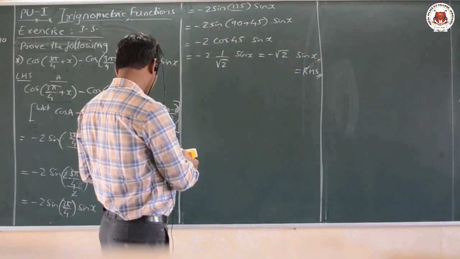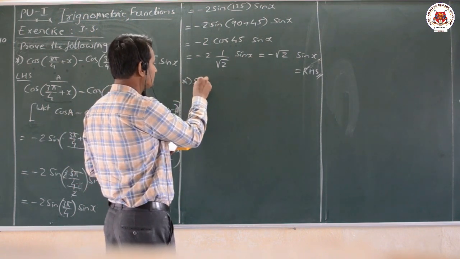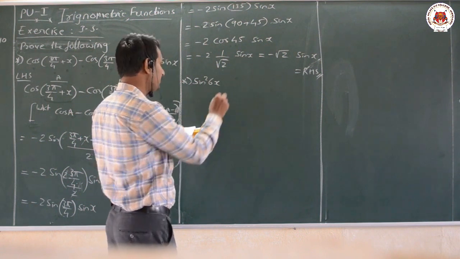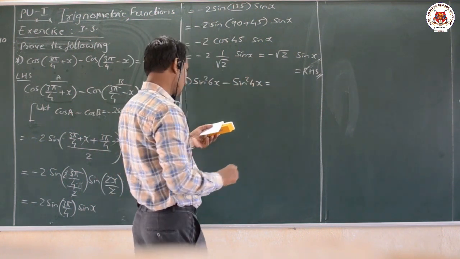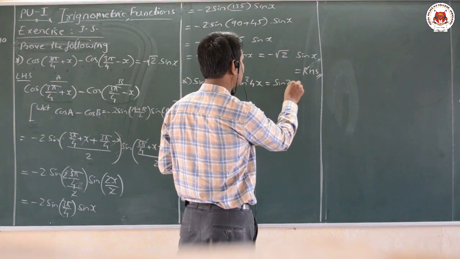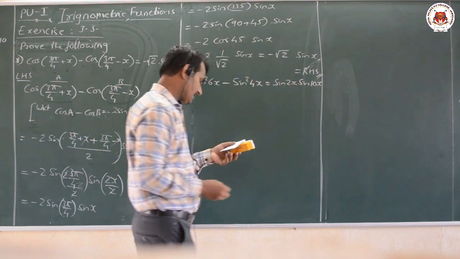The next question is sine square 6x minus sine square 4x equal to sine 2x into sine 10x. Very, very simple problem it is.